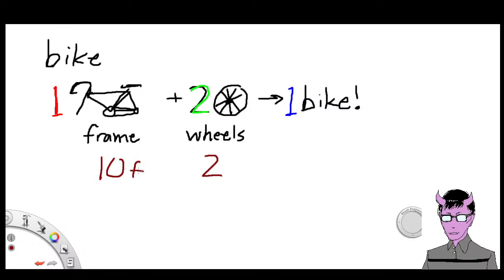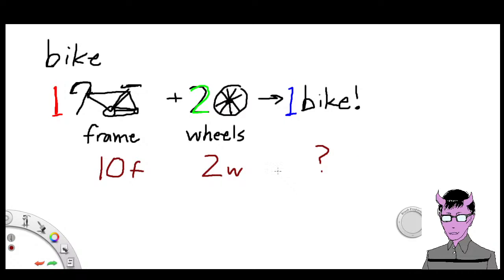Let's put 10F and then 2 Ws, right? So the question is, how many bikes can you assemble if you have 10 frames and 2 wheels? For the most part, you could kind of see the answer already. If you only have 2 wheels and you have a lot of frames, then you could only make 1 bike, right? So you can see that.